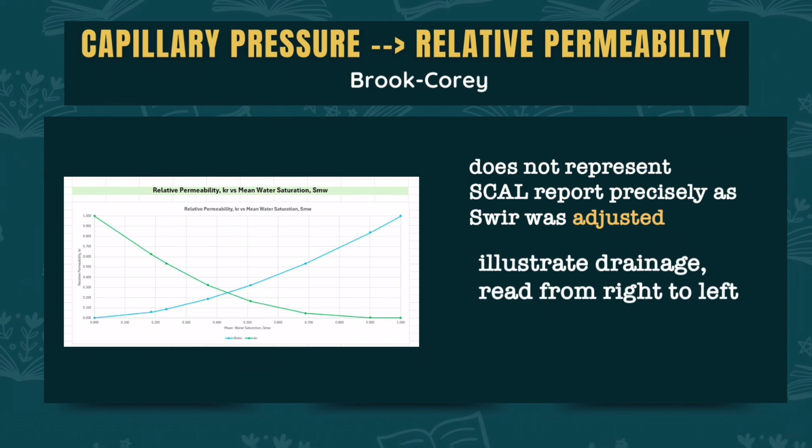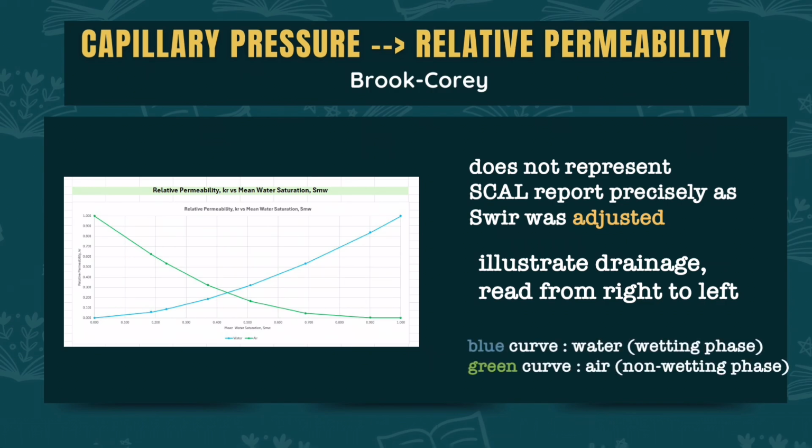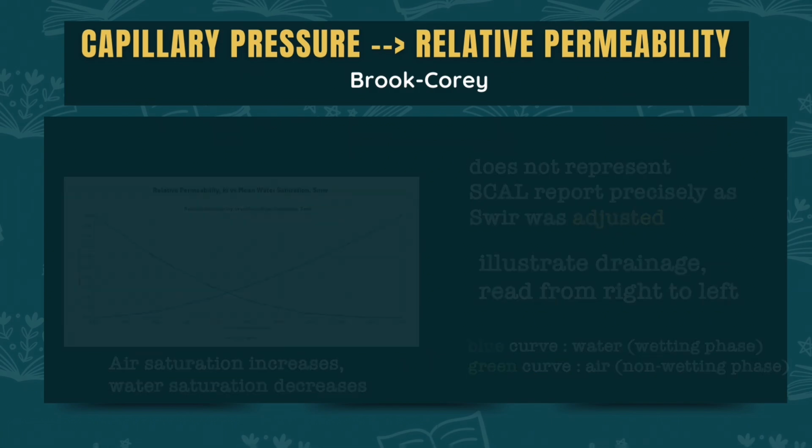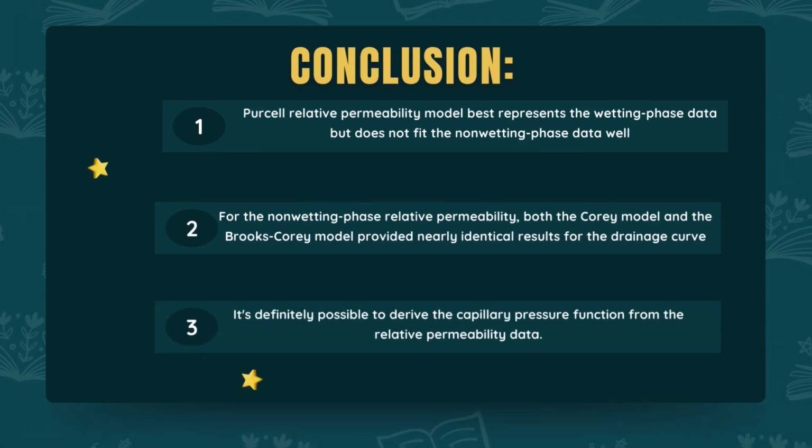The relative permeability versus water saturation graph illustrates drainage, read from right to left, with the blue curve representing water, the wetting phase, and the green curve representing air, the non-wetting phase. As the air saturation increases, water saturation decreases. To conclude, the results show that the Purcell relative permeability is the best model to represent the wetting phase data only, but thus not suitable for the non-wetting phase data. Both the Corey model and the Brooks-Corey model provided nearly identical results, which is effective for non-wetting phase data, while providing consistent results for the drainage curve.